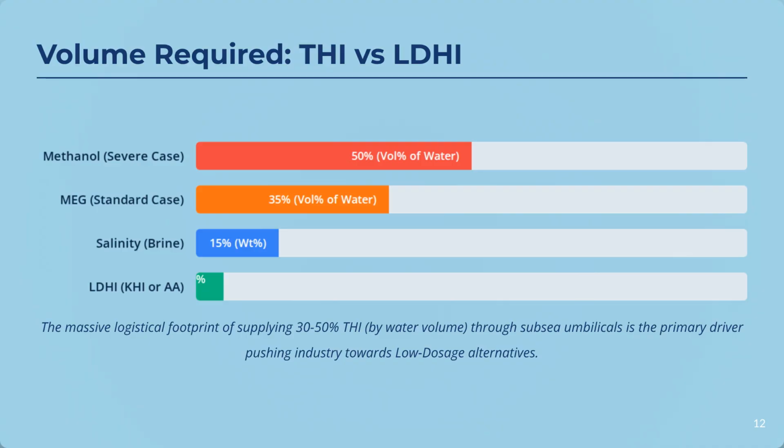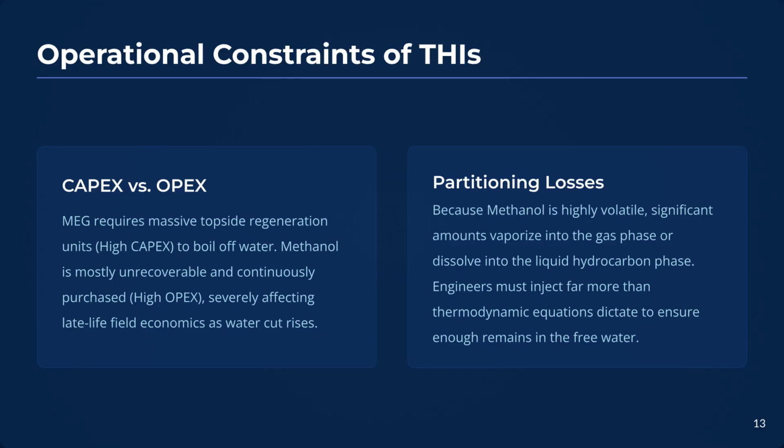The volume of THI required is a major logistical challenge. The need to supply large percentages of water volume is why the industry is shifting toward low-dosage alternatives. Operational constraints include high CAPEX for MEG regeneration units and high OPEX for methanol due to partitioning losses, where inhibitors are lost to gas or hydrocarbon phases.